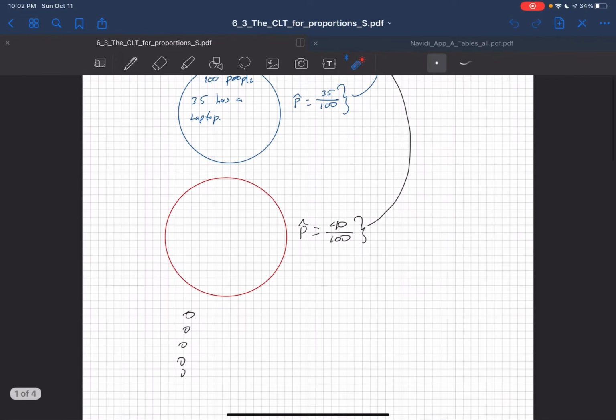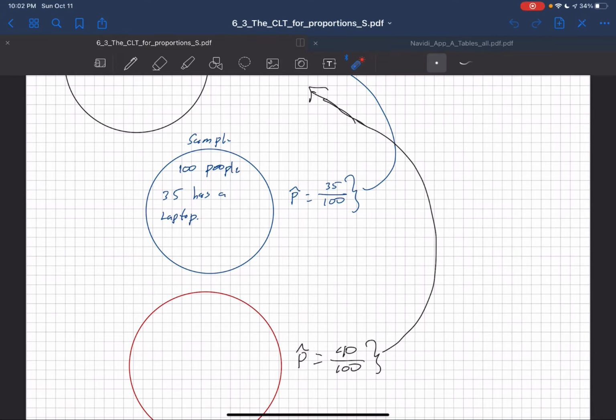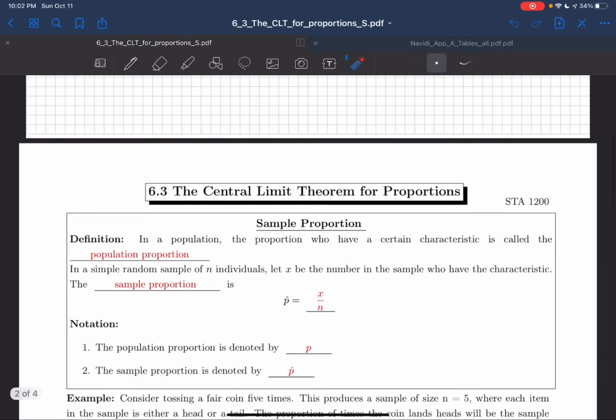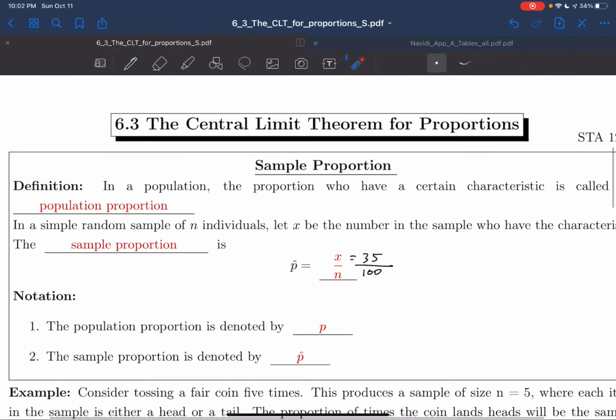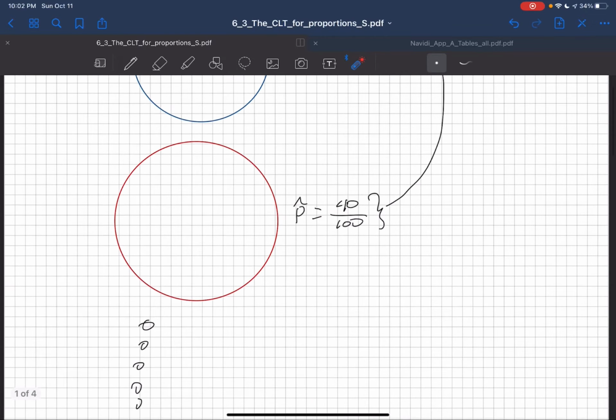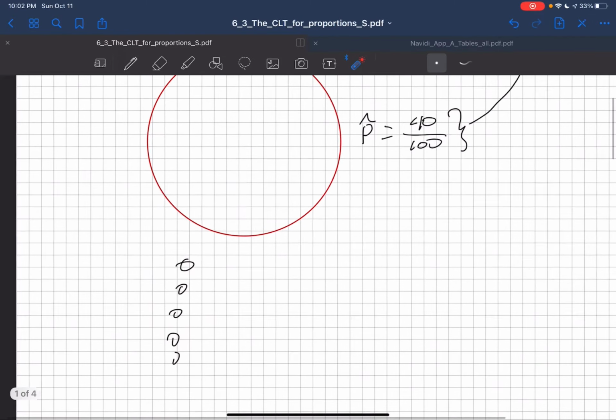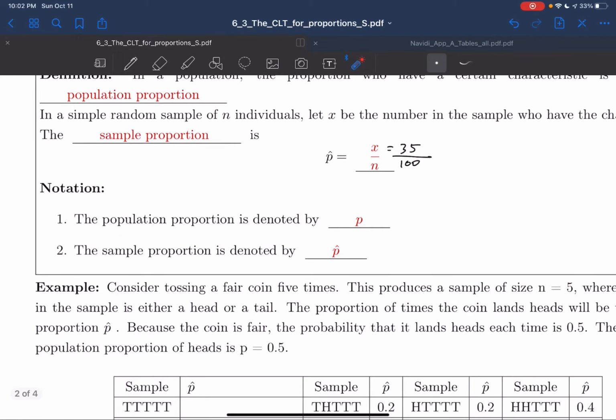In the example that I showed, x is the number of people who have a laptop out of the 100 people who were in our sample. So here 35 would have been our x, and our n would be 100 because in our sample we had a sample size of 100. X was the number in the sample who have the characteristic that we care about. So here the characteristic is owning a laptop. So some notation that we should know is that p is the population proportion, while p hat is the sample proportion.